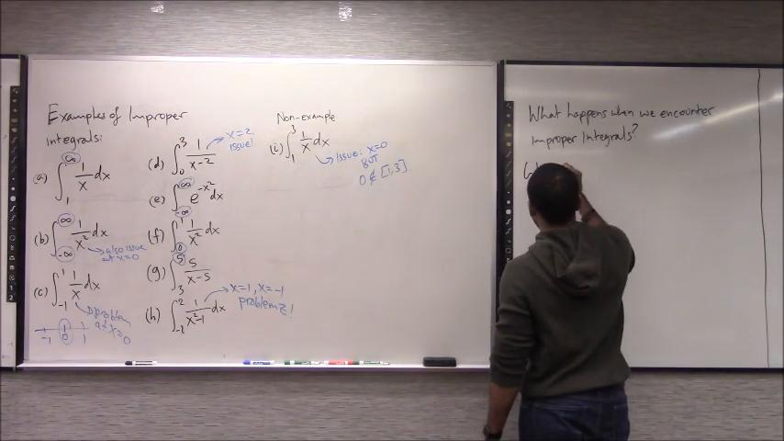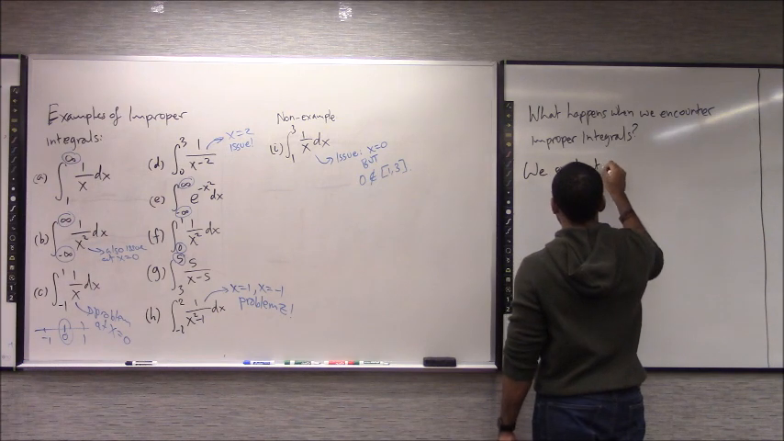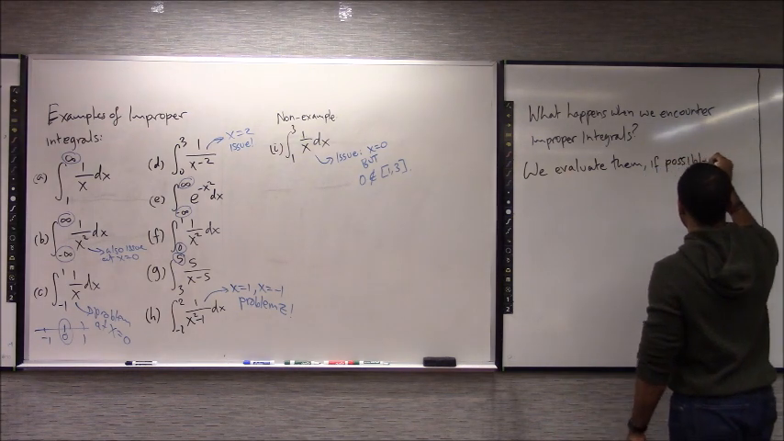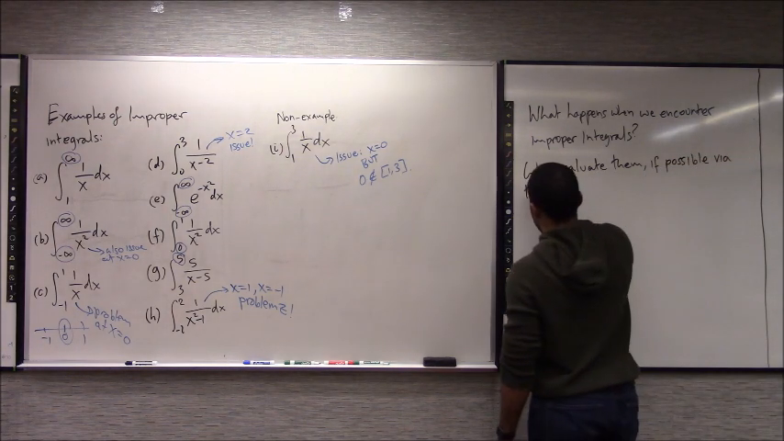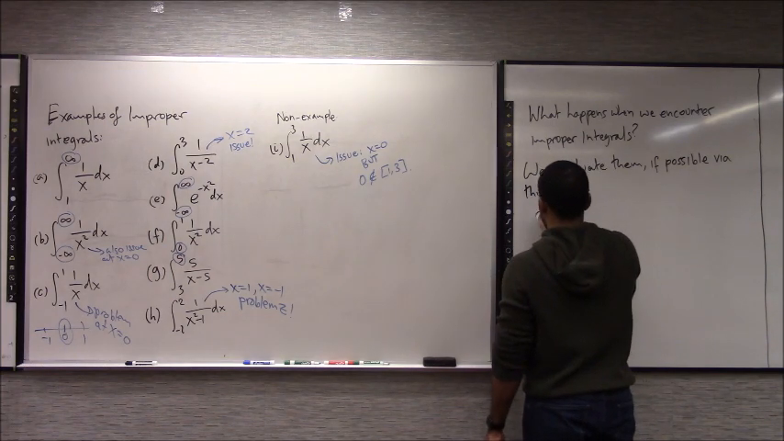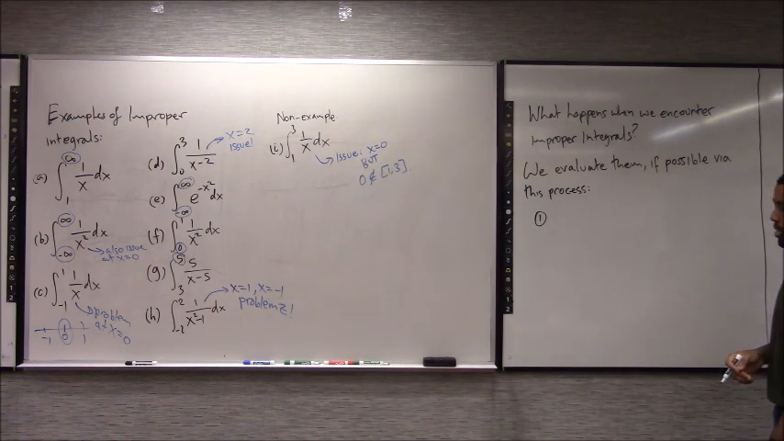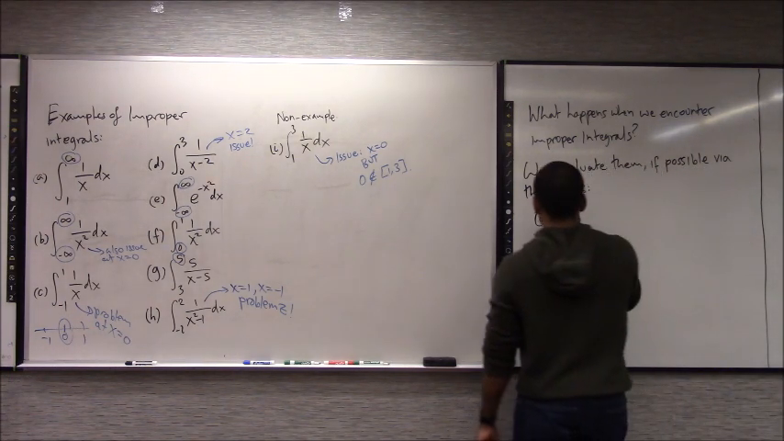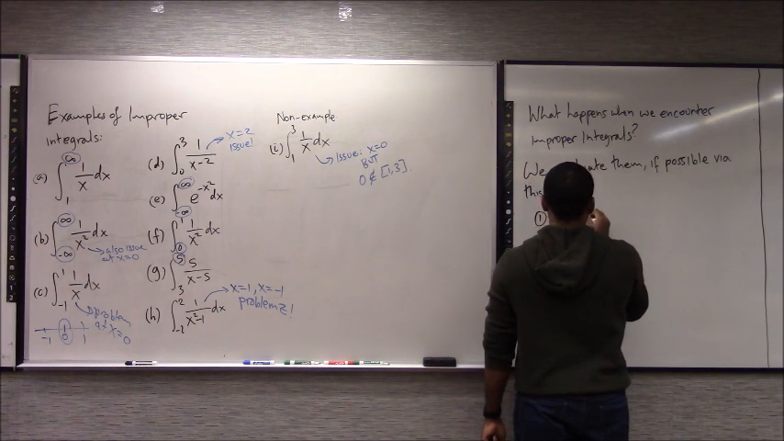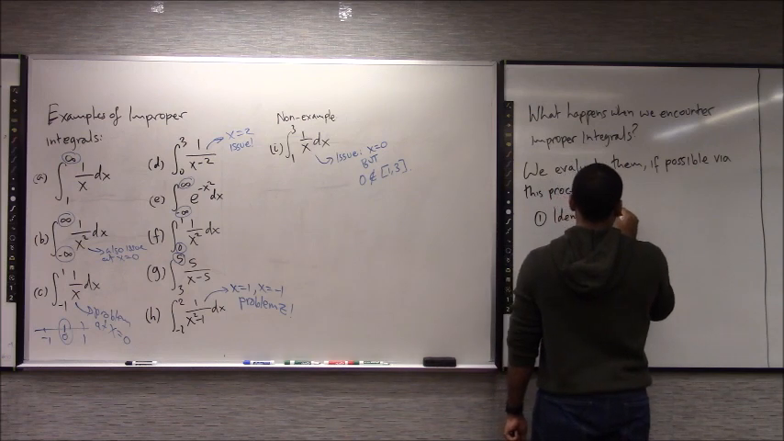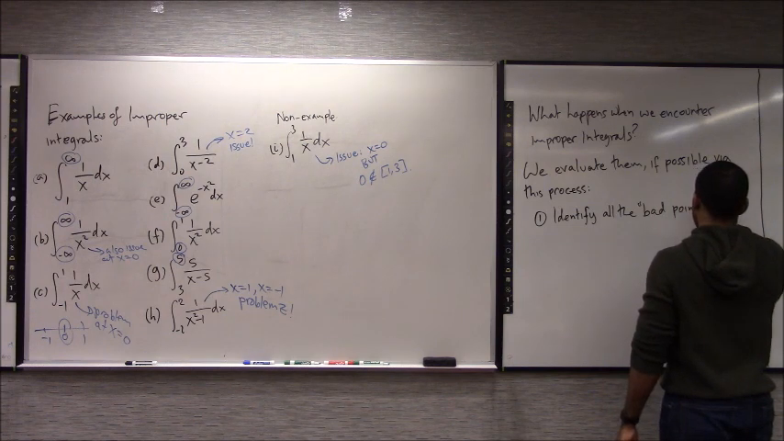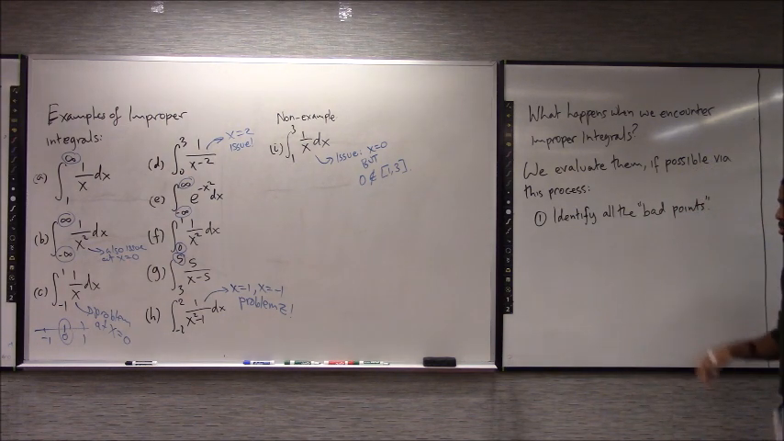So we evaluate them, if possible, via this process. Okay, so one, the first thing you want to do when you encounter an improper integral, you are going to identify all the bad points. It's not a technical term, I'm just going to call them bad points.